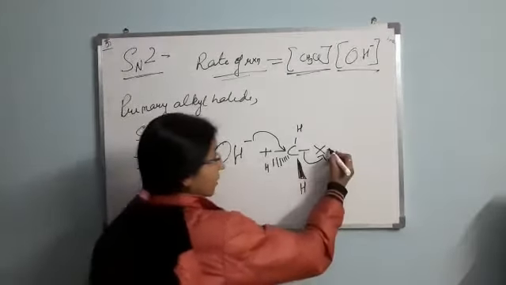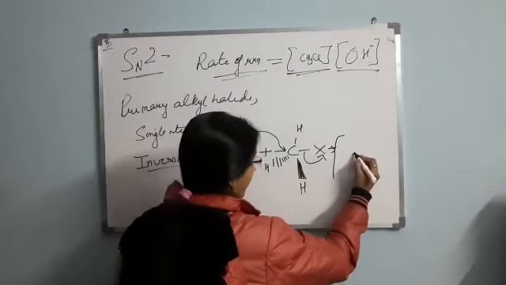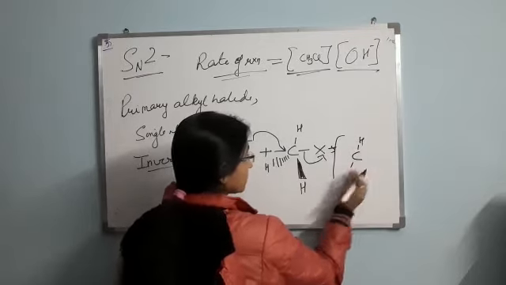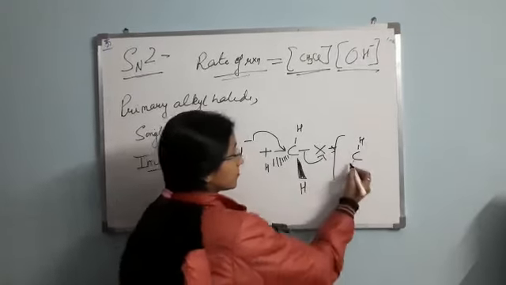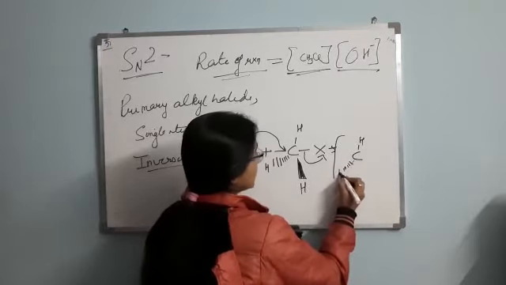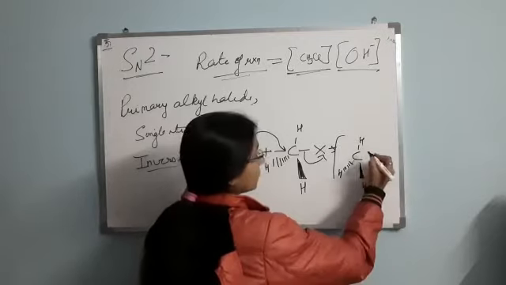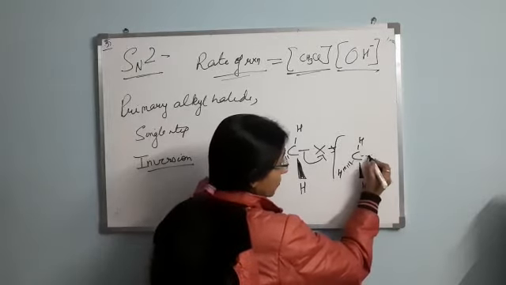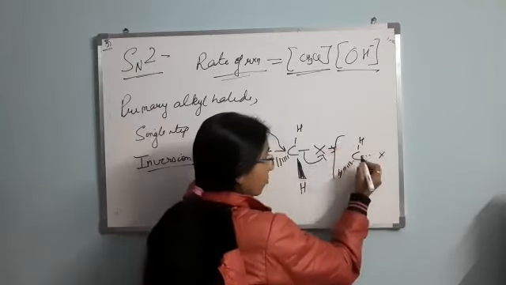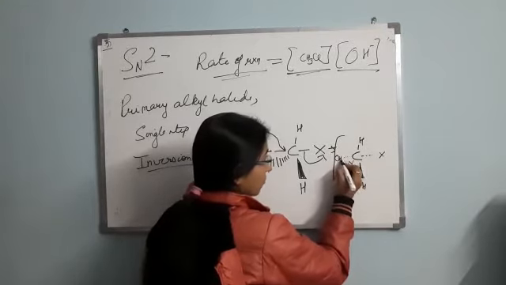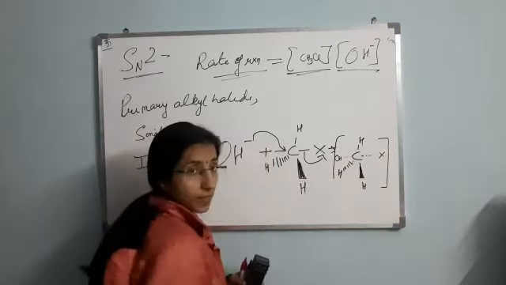Now I am going to tell you about the intermediate step. This is C, this is H, this is H, then C. This is the dotted line to the halo group, and this is the nucleophile. This is the intermediate step.